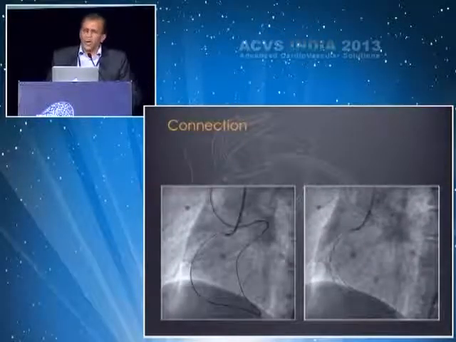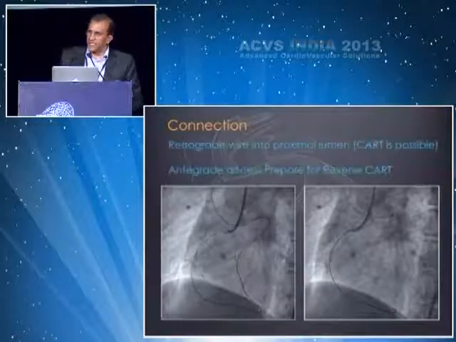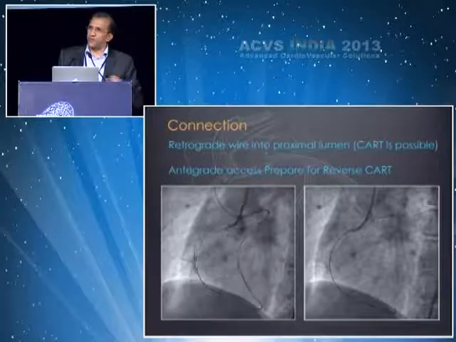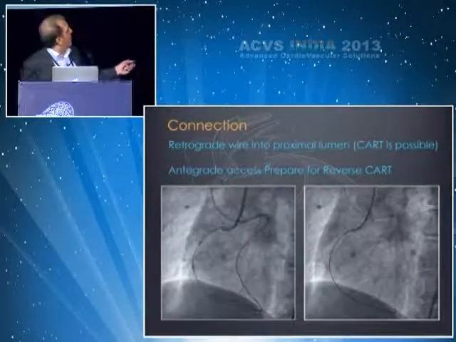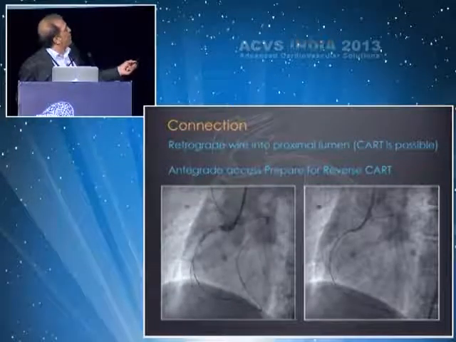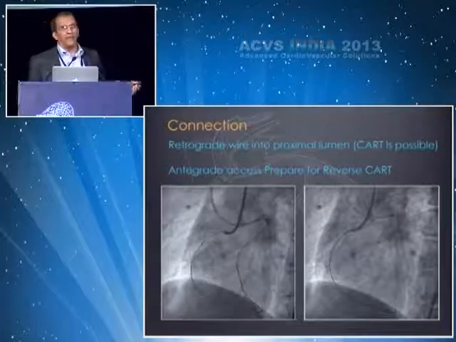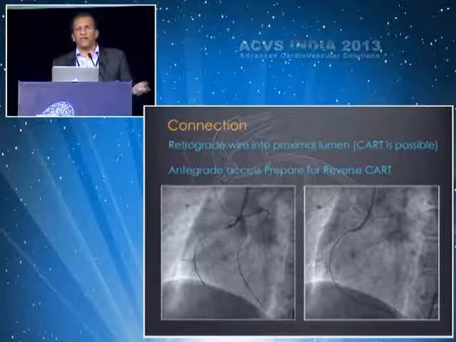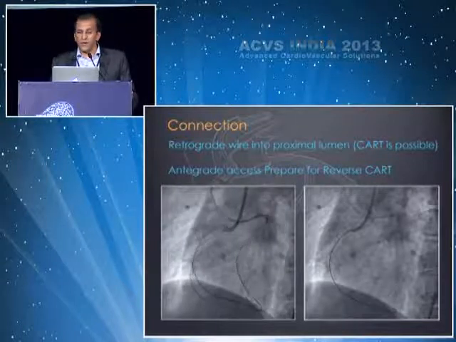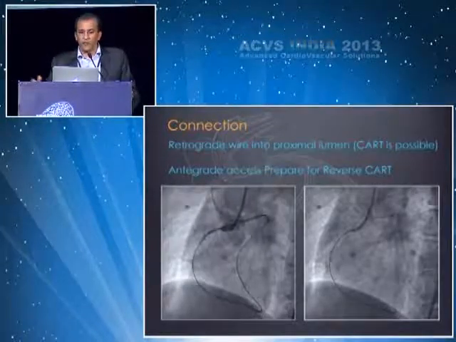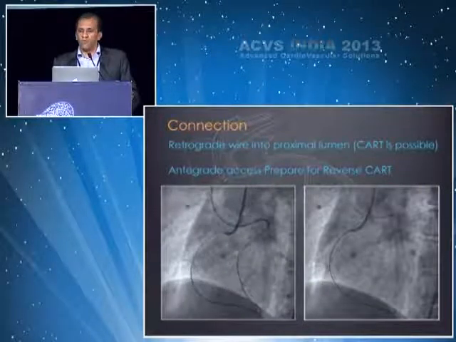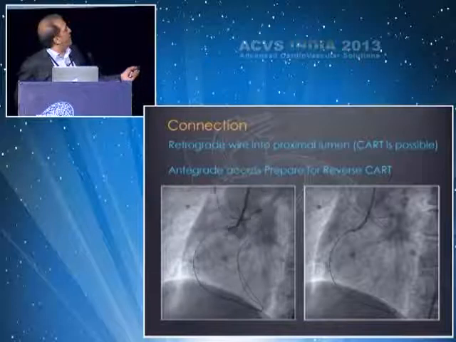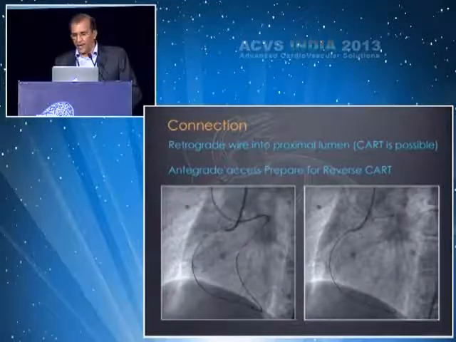The connection of these wires can be achieved by various techniques, and this has been discussed. You could have the CART, where once you have a retrograde wire going into the proximal lumen, you put in a balloon here and expand it, and that is what we did many years ago with the CART. This can cause some kind of spiral dissection in the distal part of the artery, which is actually the important part of the artery. To avoid this, most people have moved to a reverse CART, and we'll talk about it in the next few slides.